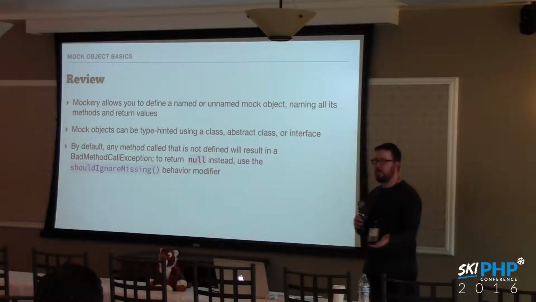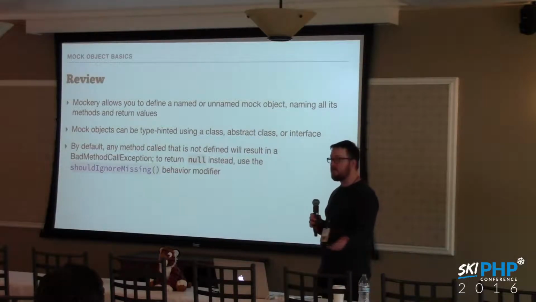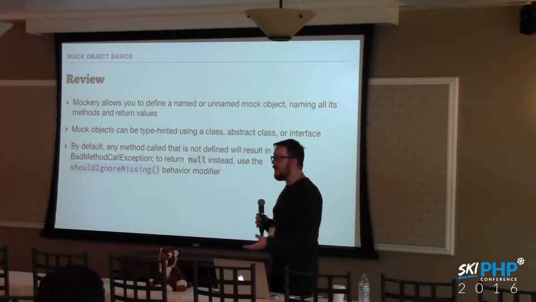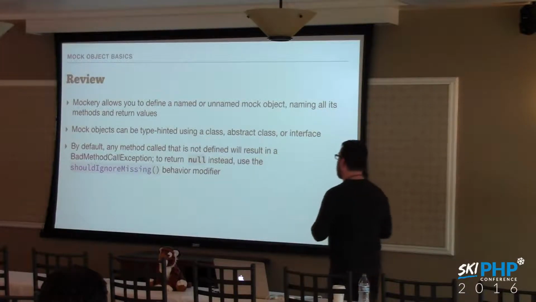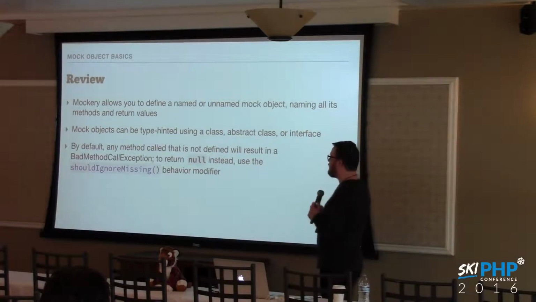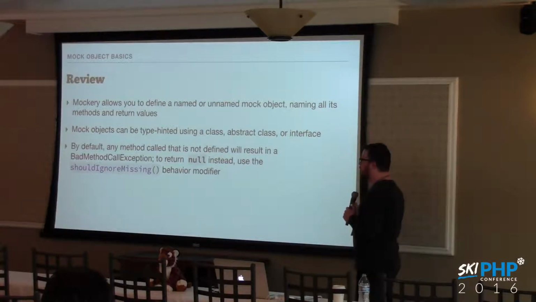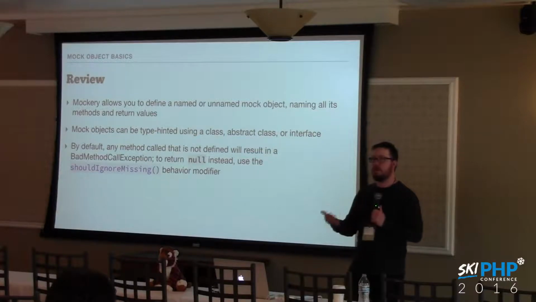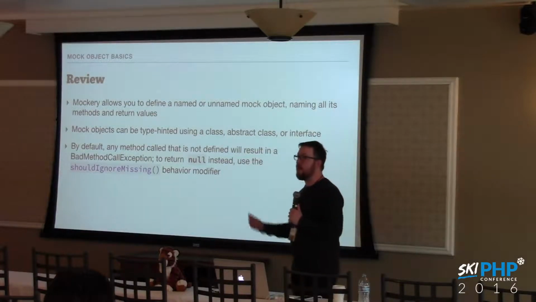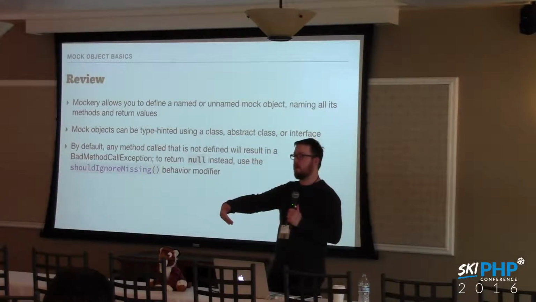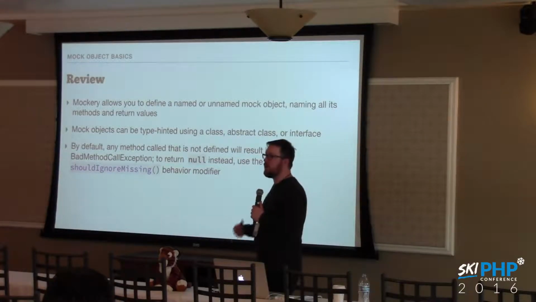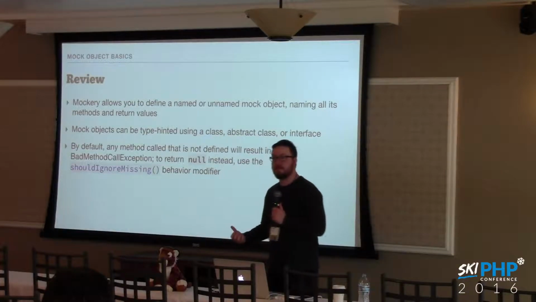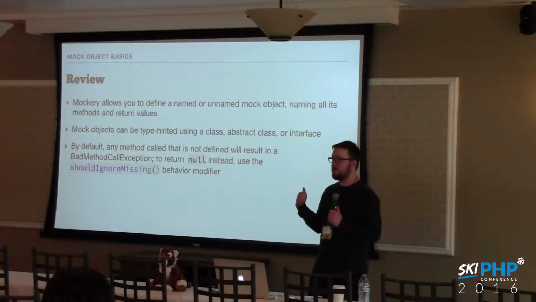So Mockery allows you to define a named or unnamed mock object, naming all of its methods and return values. They can be type hinted using a class, abstract class, or an interface. And by default, any method that's not defined will result in a bad method call exception. So if you create a mock object and then you pass it into a class or a method, and that method internally calls a method that you didn't define on the mock object, you'll get a bad method call exception.